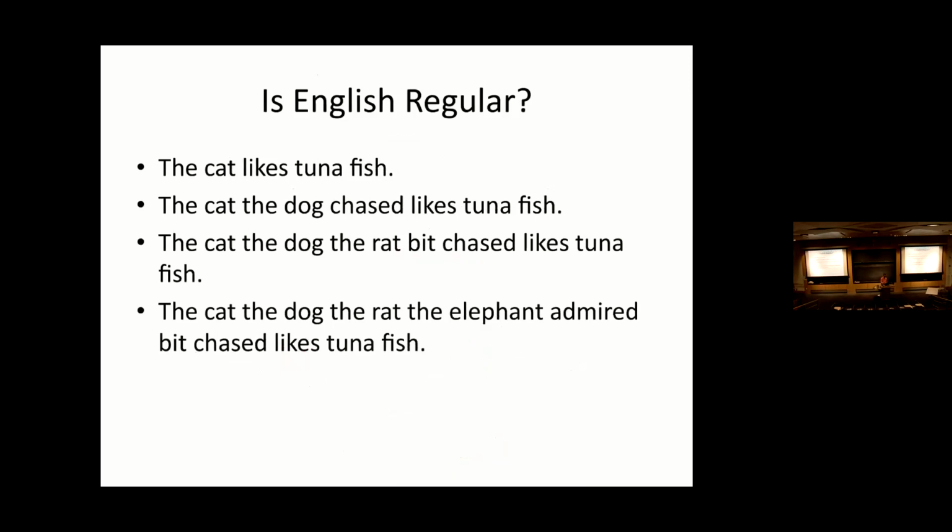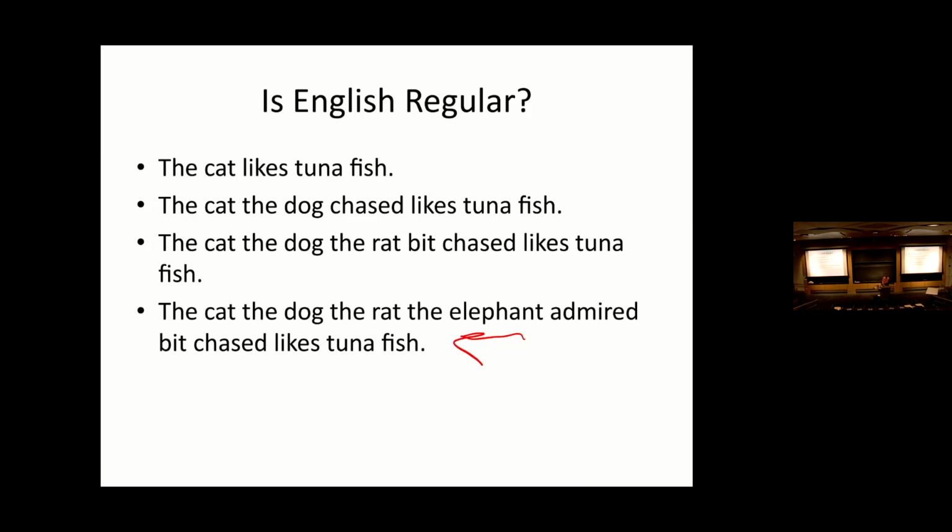So is English regular? Well, let's consider some examples. You may find this more or less confusing depending on your disposition. So what about the sentence, the cat likes tuna fish? How do you like that? The cat the dog chased likes tuna fish. The cat the dog the rabbit chased likes tuna fish. The cat the dog the rat the elephant admired bit chased likes tuna fish. Well, when you get up to this point, these sentences become very hard to parse. But the argument is that they're still grammatical sentences of English.